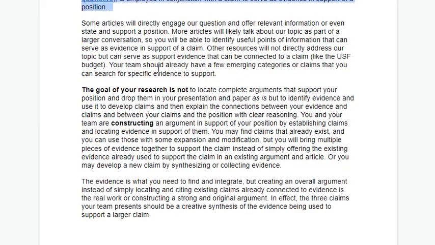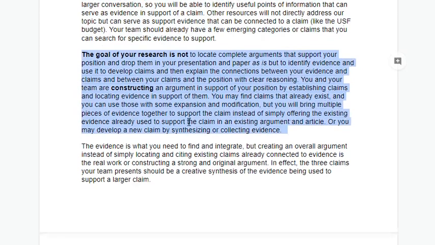Some articles will directly engage our question and offer relevant information or even state and support a position. More articles will likely talk about our topic as part of a larger conversation, so you'll be able to identify useful points of information that can serve as evidence in support of a claim. Other resources will not directly address our topic, but can serve as supporting evidence that can be connected to a claim, like the USF budget. Your team should already have a few emerging categories or claims that you can search for specific evidence to support.